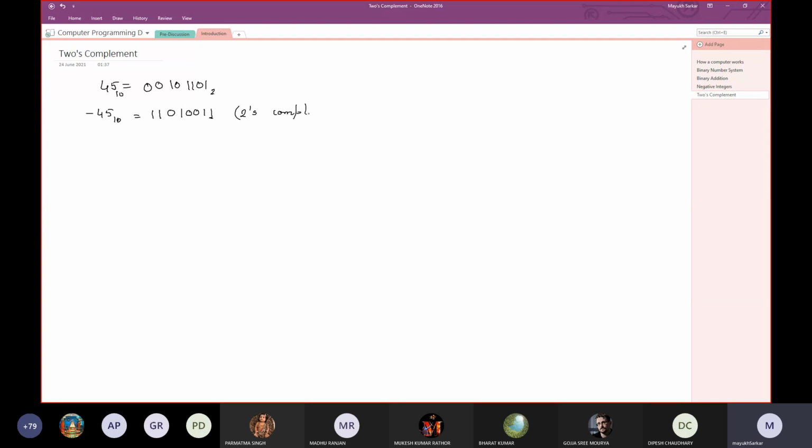Any of you have any confusion regarding how I just inverted a number in 2's complement? 1's complement was straightforward. I simply took the inversion of each bit. Inversion means 0 to 1, 1 to 0, just the opposite. Whereas in the 2's complement, I took that same 1's complement and then I added 1 to it. Okay, so that's 2's complement. Now add them.